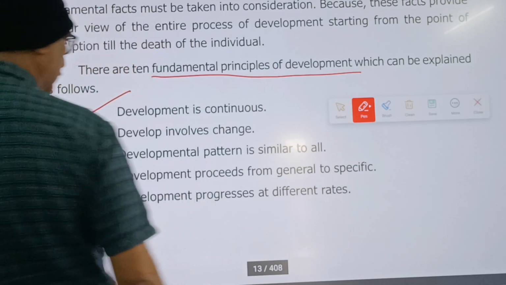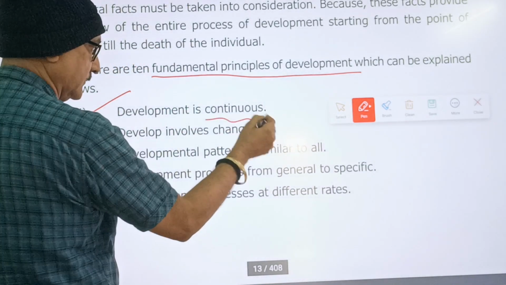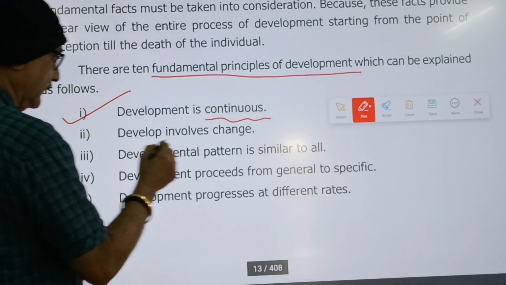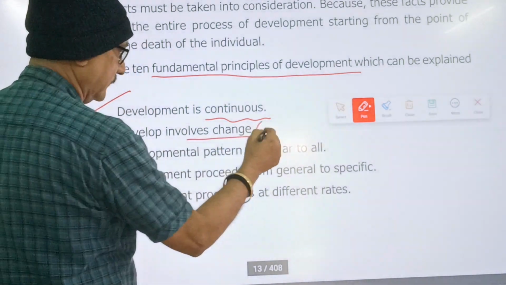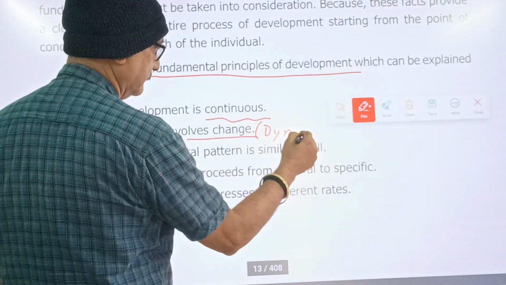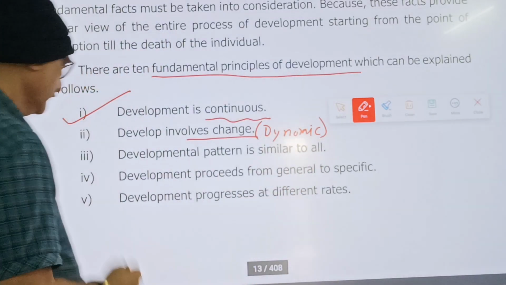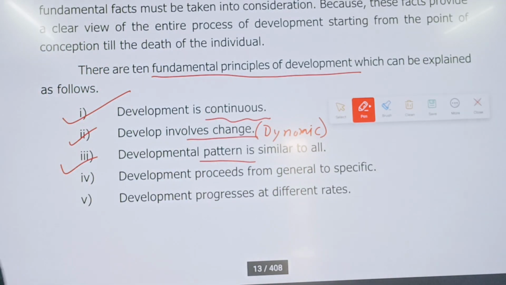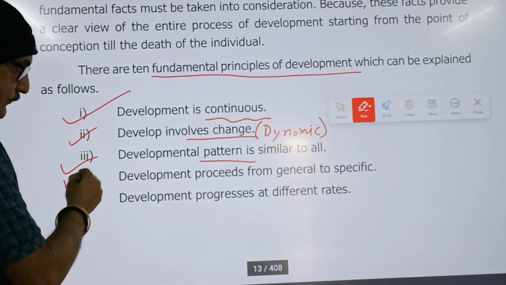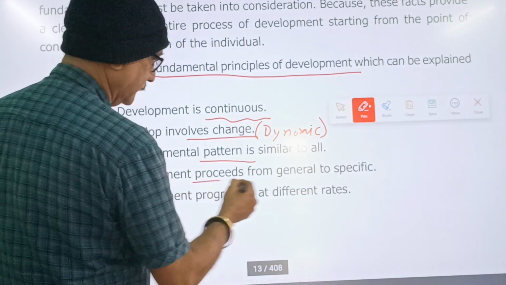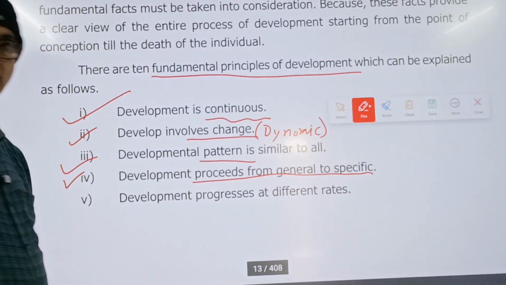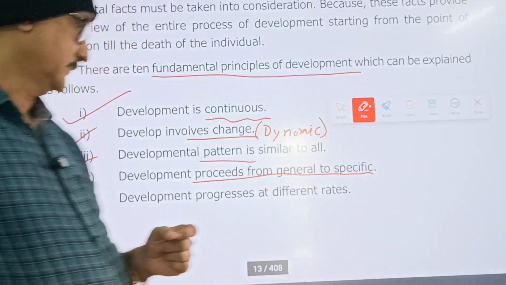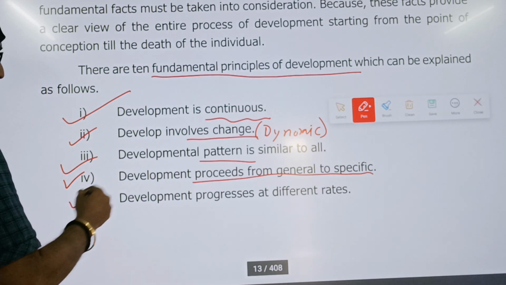Number one, development is a continuous process, never ending. Number two, it involves change, that means it is dynamic. Okay? And the third one is that it has a pattern. And number four is that it proceeds from general to special. General to special. Next, see, it's another character.